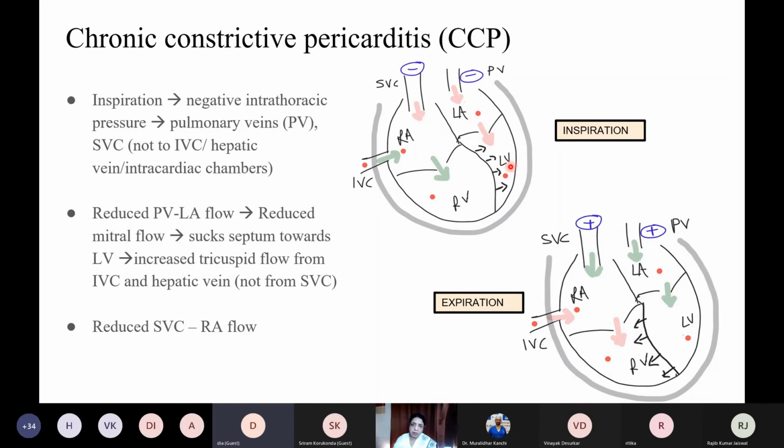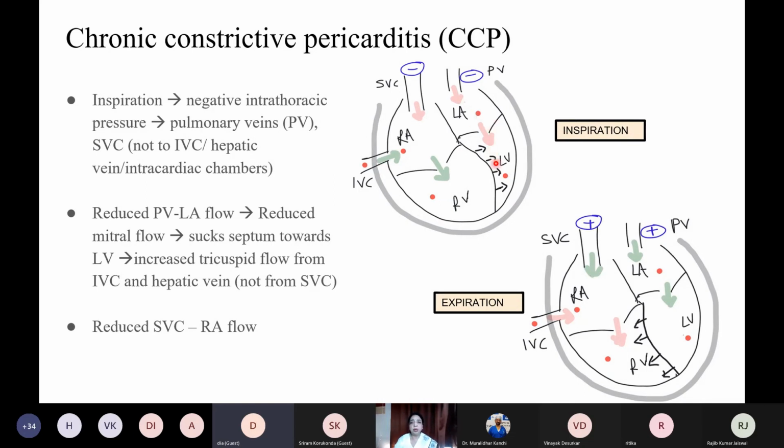Because there is less flow, another important concept in this is ventricular interdependence. Because the heart is caged in one solid constriction, the ventricles are absolutely interdependent. The moment one becomes big, the other has to become small. There is no room for expansion for the other one. That concept is very important.